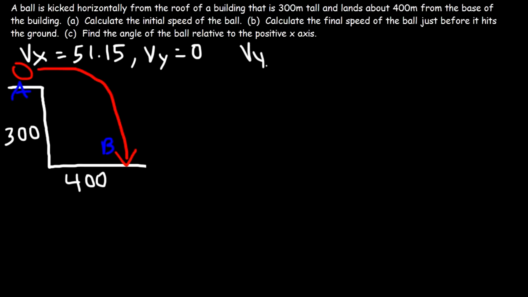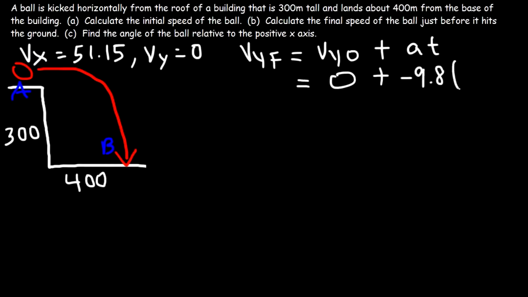So to find the Vy value at position B, we need to use this equation. So Vy initial, that is at position A, is 0. The acceleration in the y direction is negative 9.8, and the time is 7.82 seconds. So negative 9.8 times 7.82, that's equal to negative 76.636.